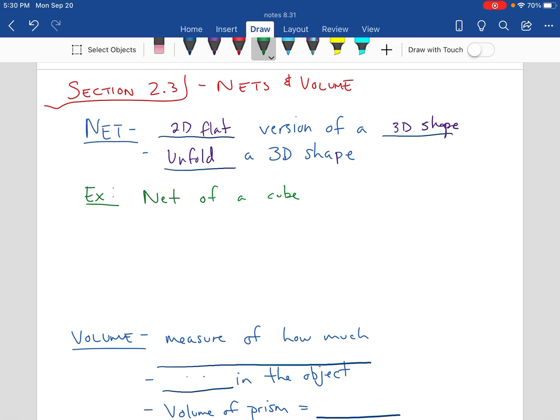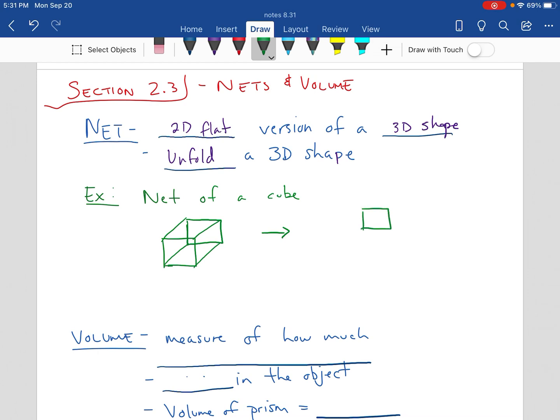So the first example that we're going to go over is a cube. What does the net of a cube look like? The first thing I'm going to do is draw a cube. So we can visualize that cube. Here's my cube, and I'm going to transform this into a net. If I unfold this box, what would it look like?